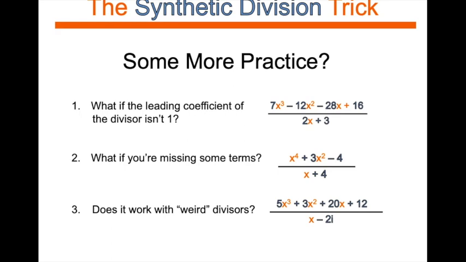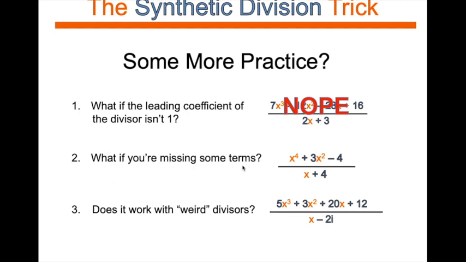So, some more practice. I'll do a couple more examples. Some things always come up at this point. What if the leading coefficient of the divisor isn't 1? What happens if you're trying to divide by something that's not x plus 3? What if you're trying to divide by 2x plus 3? The answer to that is no, don't use synthetic division for divisors that have a leading coefficient that isn't 1, right? We'll talk about that later, or maybe I'll post it in the enrichment. These other two questions we should be okay with.